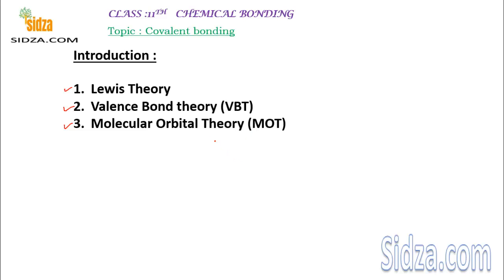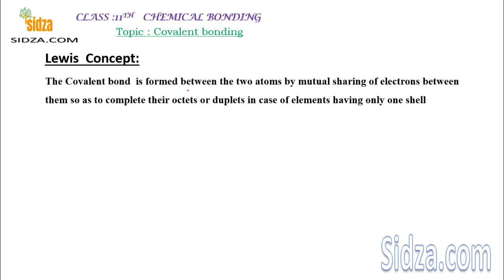So let me start with the Lewis concept, which is a very classical concept. According to the Lewis concept, a covalent bond is formed between two atoms by mutual sharing of electrons. Why does this mutual sharing of electrons occur? So as to complete their octet. Atoms share electrons so as to complete their octet. Octet means that atoms want to attain 8 electrons in their outermost shell, or duplet, meaning 2 electrons in their outermost shell in case the element has only one shell, like hydrogen.